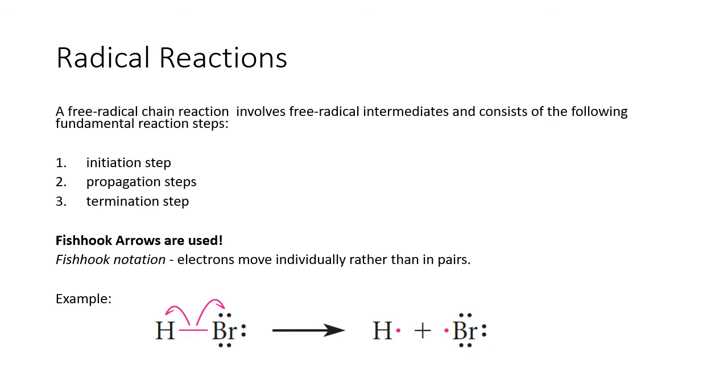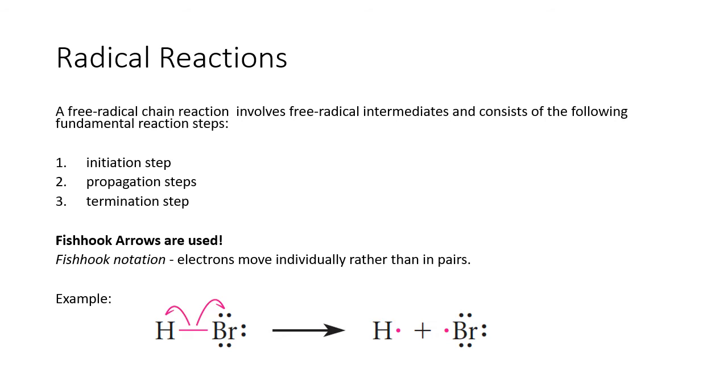Now we're going to look at our first radical reaction. A radical reaction is a chain reaction that will involve free radical intermediates, and it has the same three steps: an initiation step, some propagation steps, and then a final termination step. So the initiation step is what gets it going. The propagation steps are it moving and propagating throughout, and a termination step is where two radicals come together and essentially eliminate the free radicals.